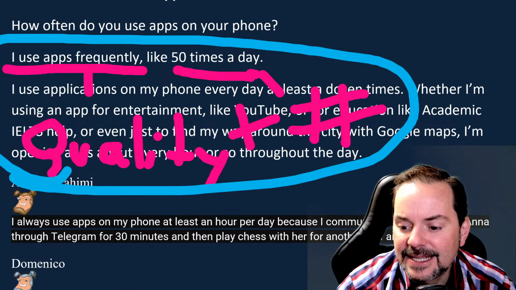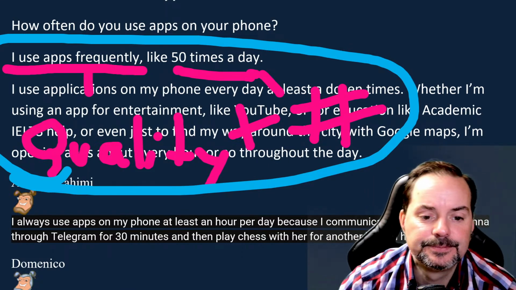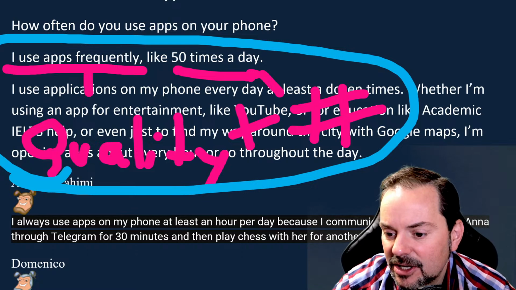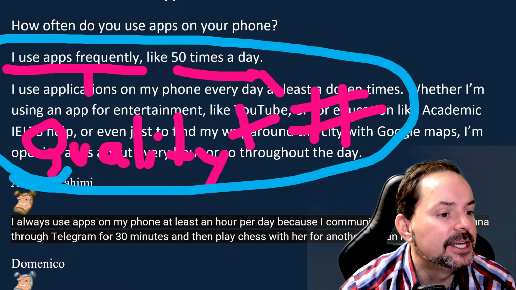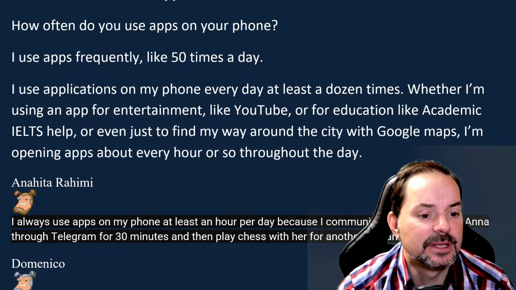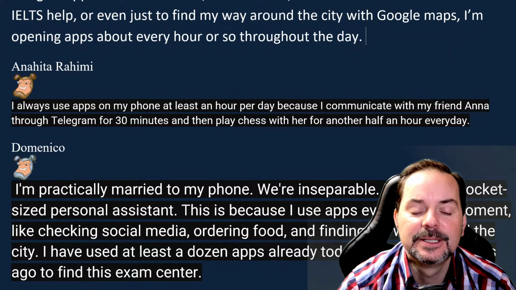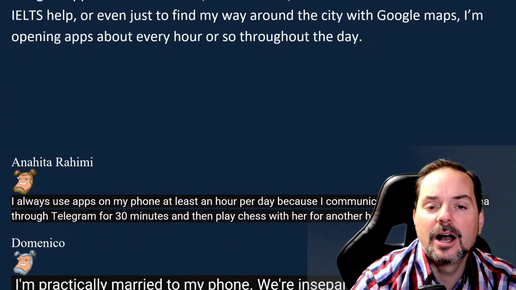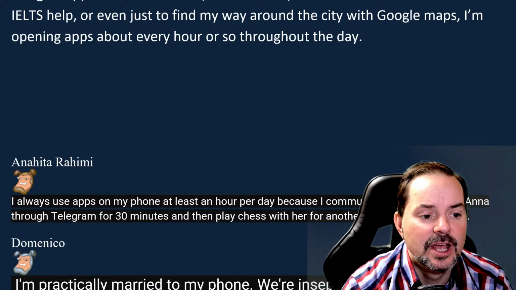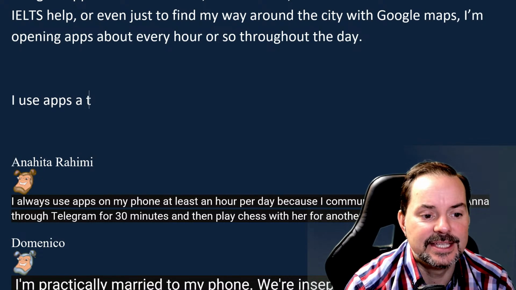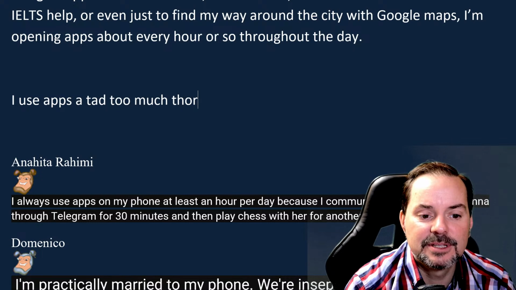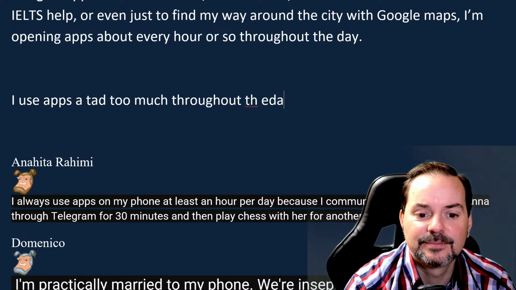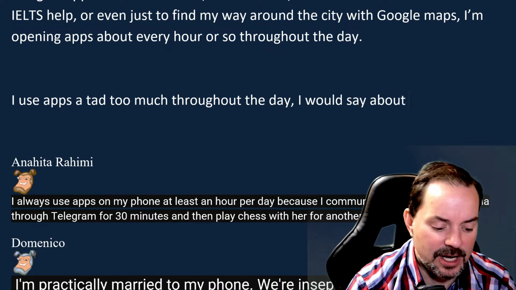Okay. Tad means a little bit. A couple of people are asking, what does the word tad mean? A tad and a touch. Everybody, I'll explain that to you since I see a couple of you are asking. I'll give you an example answering this question. I use apps a tad too much throughout the day. That's my qualitative. I would say about 100 times.